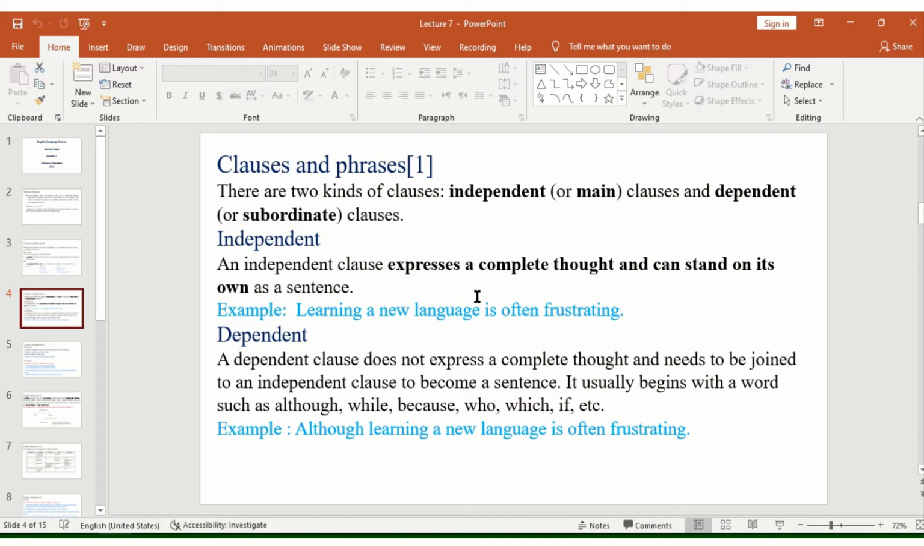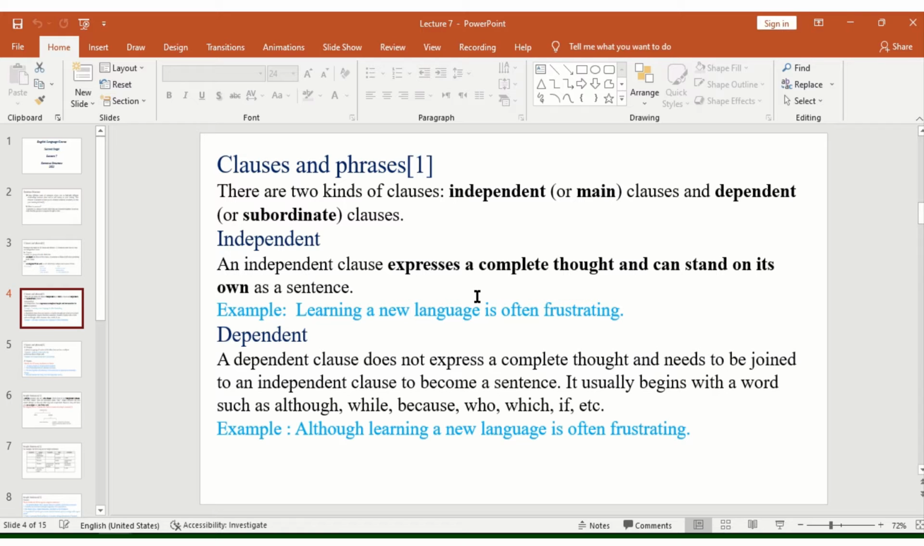An independent clause expresses a complete thought and can stand on its own as a sentence. For example, learning a new language is often frustrating. This is the independent clause. It is a complete idea and complete thought, and it can stand on its own. Dependent. A dependent clause doesn't express a complete thought and needs to be joined to an independent clause to become a sentence.